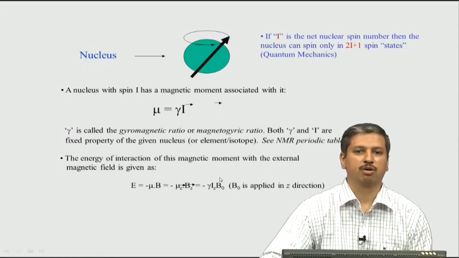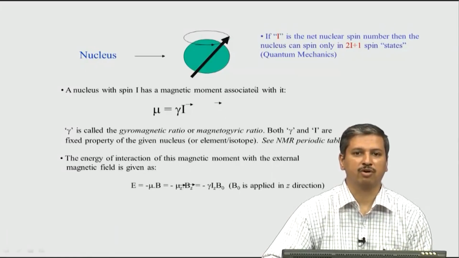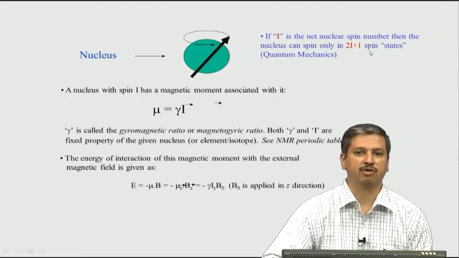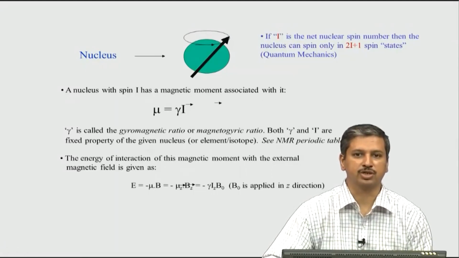Now, according to quantum mechanics, if you have a spin I, it has 2I plus 1 spin states. Now, what is a spin state? A spin state is basically what I was referring to as energy levels in the previous class. We looked at different energy levels, and we showed that there is a ground state and an excited state. Similarly, the angular momentum, denoted by I, is also quantized, and it has 2I plus 1 levels.